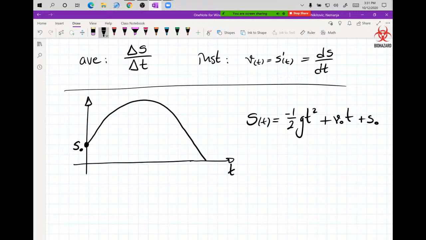But now let's say this equation is given, and if I want to figure out the velocity, well, I know that I need to take the derivative of the s function. Now 2 goes down and kills the half, so we just have negative gt plus derivative of t is 1, so it's just v0, and s is a constant, derivative is 0. So we have our equation for velocity.